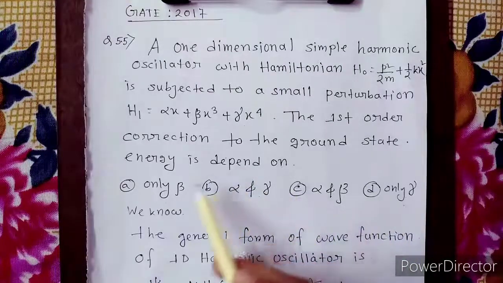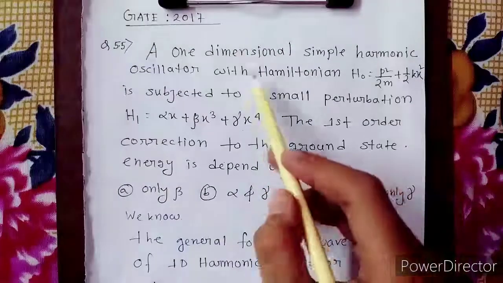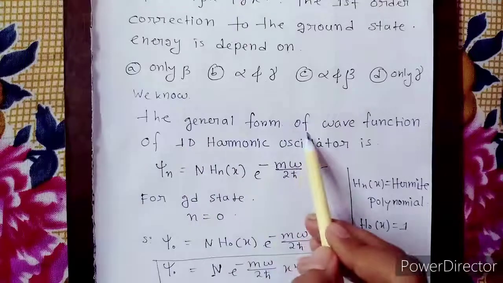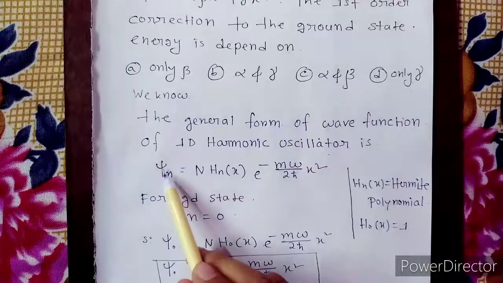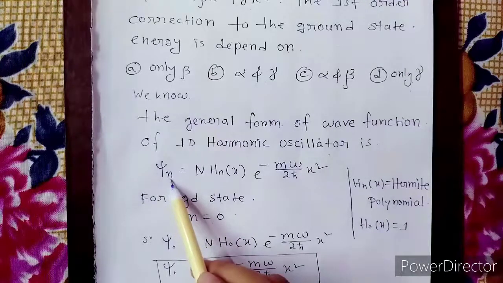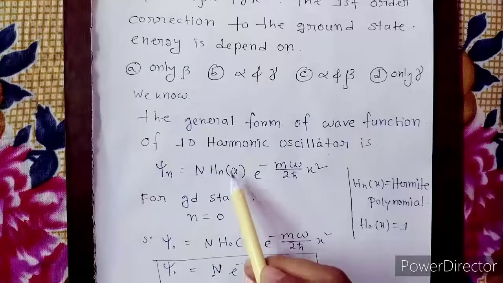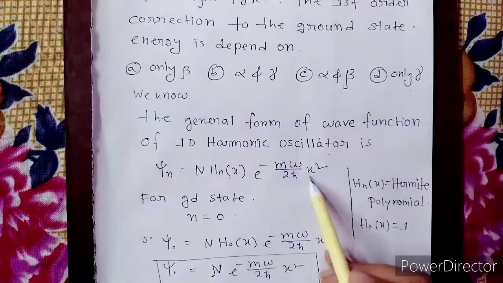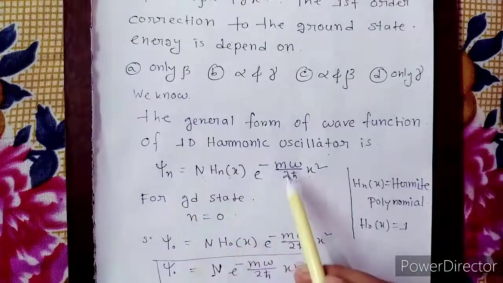To solve this problem, at first we should know the wave function of the one-dimensional simple harmonic oscillator. In general form, the wave function is ψn, where n denotes the nth state. So ψn = N Hn(x) e^(−mω x²/2ħ), where N is the normalization constant and Hn(x) is the Hermite polynomial. You should remember it always. Now this is for the nth state.